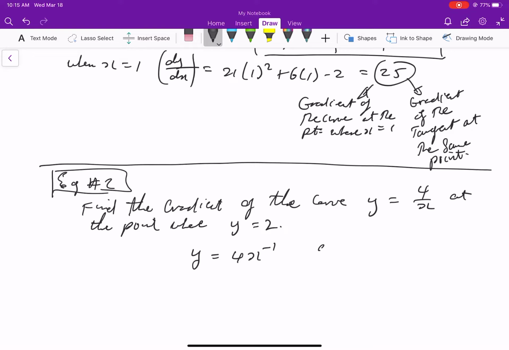If you differentiate that, dy/dx, you will get minus 1 by 4, that's minus 4, times x, and you subtract 1 from the power, you get minus 2. If you tidy it up a little bit, you get dy/dx is equal to minus 4 upon x squared. This is my gradient function.